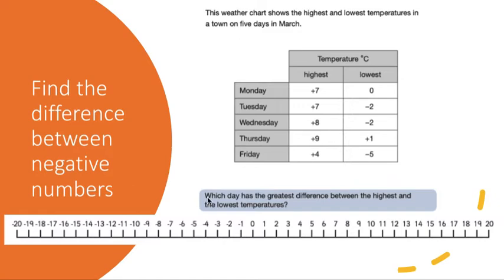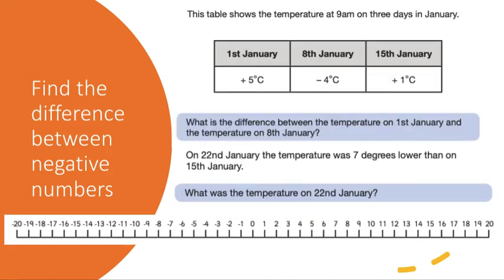So for this one, you're going to need to find out the difference in the highest and lowest temperature for each of the days before you can figure out which day has the greatest difference between the highest and the lowest temperatures. Pause, find the difference and see if you can spot which day it is. And let's go on to our final question.